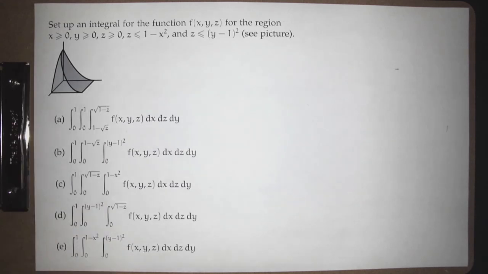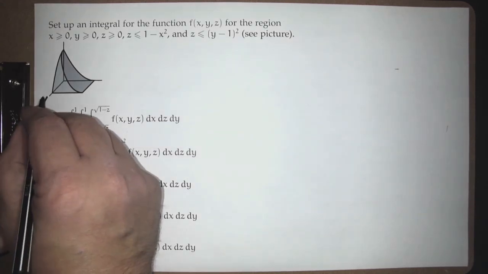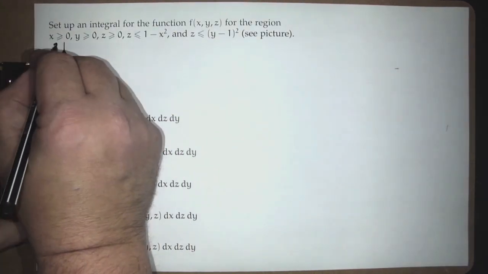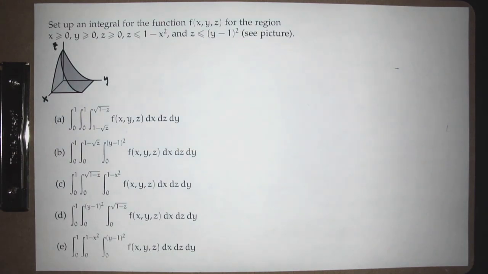So here's the picture. We follow the traditional labeling. So this is our x, our y, and our z. And so you have this beautiful shape. And you have 5 options, A, B, C, D, or E. Which one of these 5 is correctly describing the region?